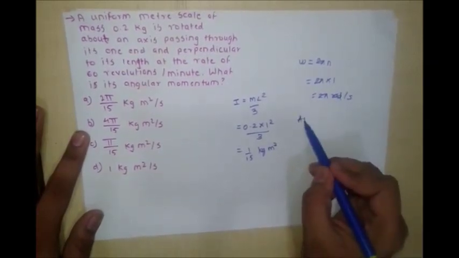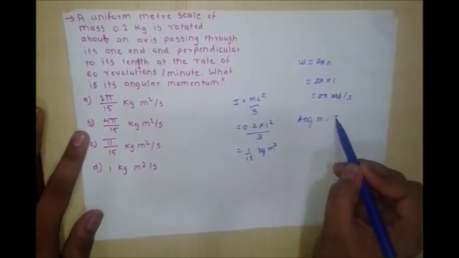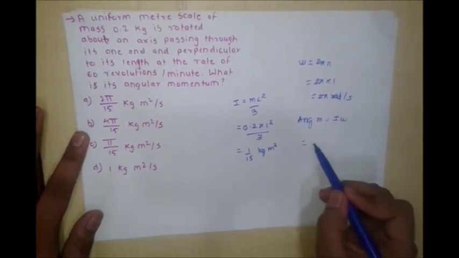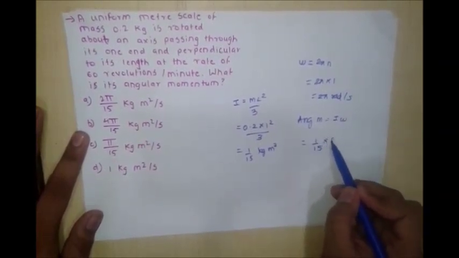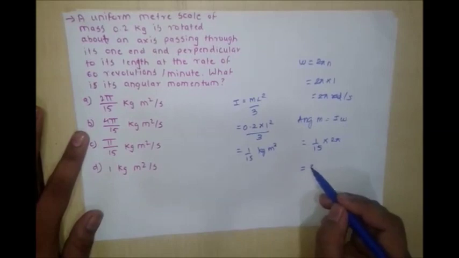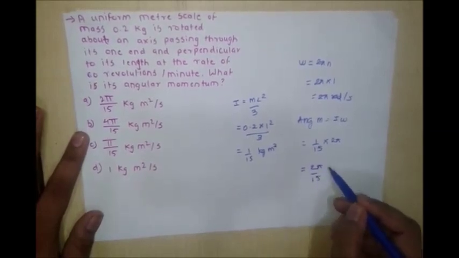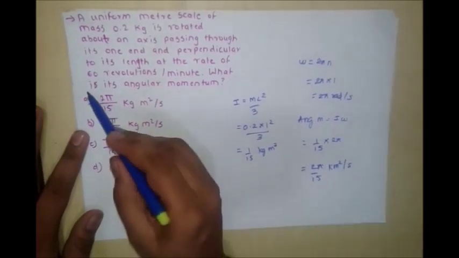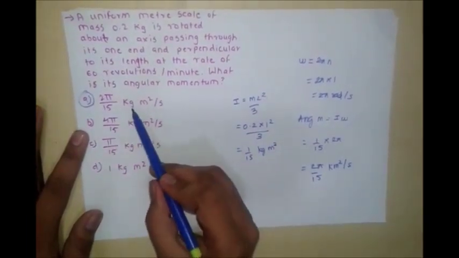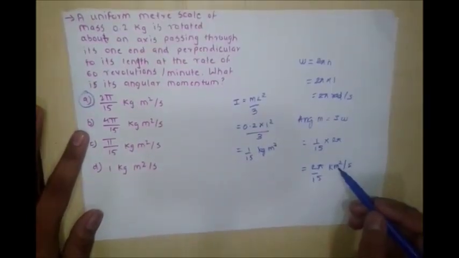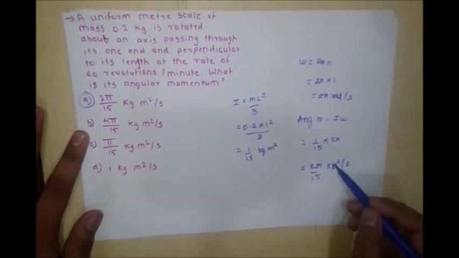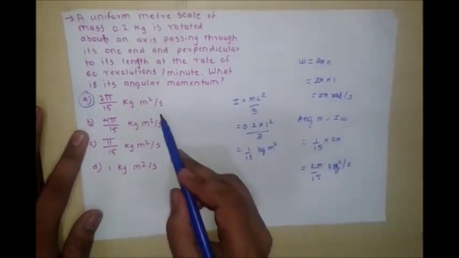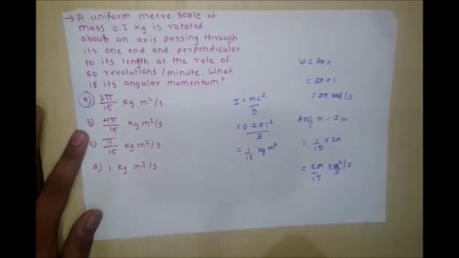Angular momentum is equal to I omega, which is equal to 1 by 15 into 2 pi. So that can be written as 2 pi upon 15 kg meter square per second. So option A, 2 pi upon 15 kg meter square per second, is the correct answer.